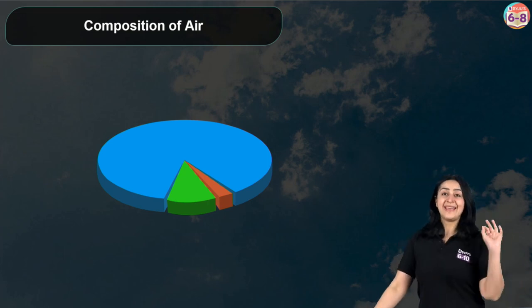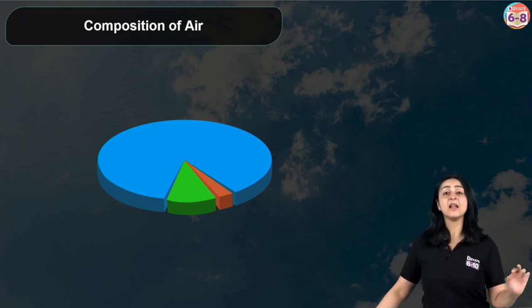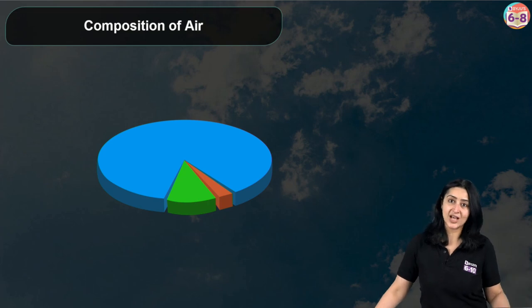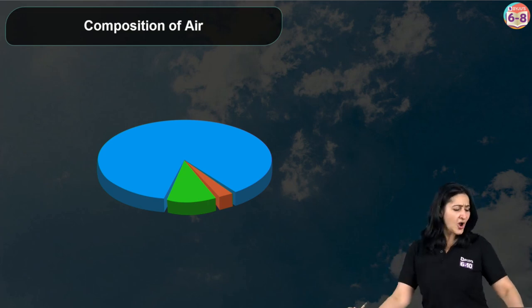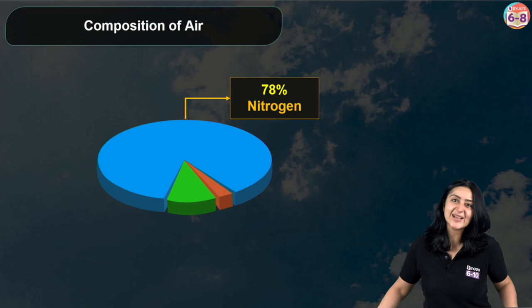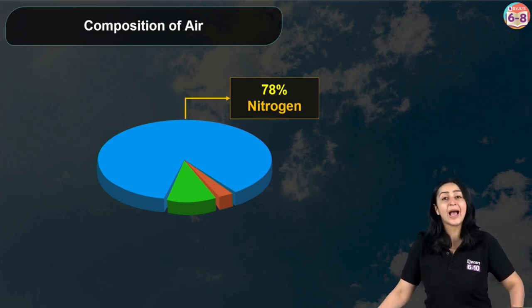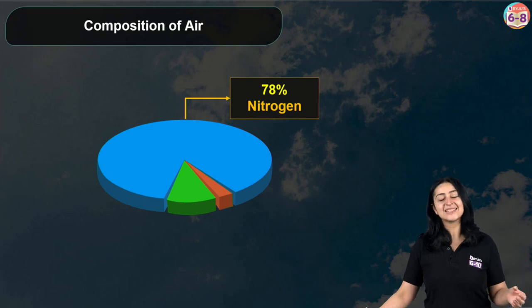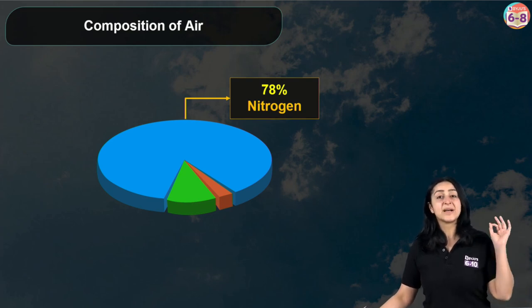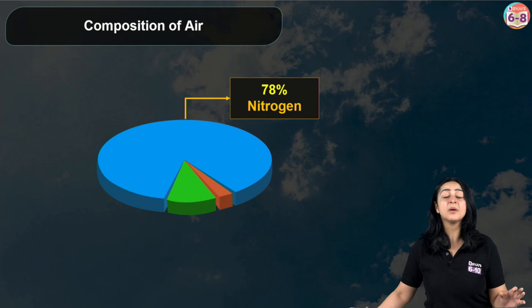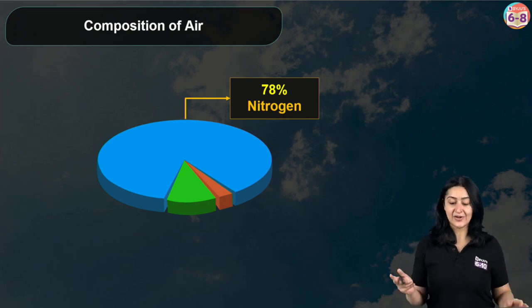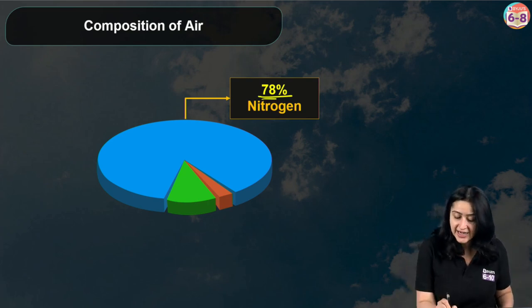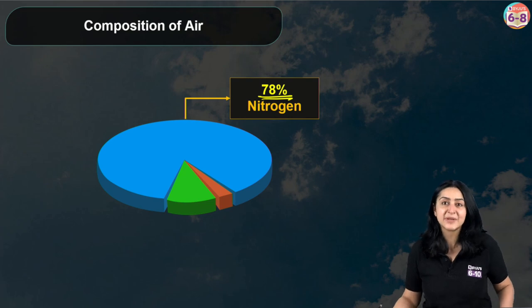Let's talk about the gas that is present in a majority in the air around us. At a majority in the air around us, we have nitrogen. Now, I know you have heard of this gas before. Nitrogen occupies 78% of air. So, the majority gas in the air around us is nitrogen, 78%.